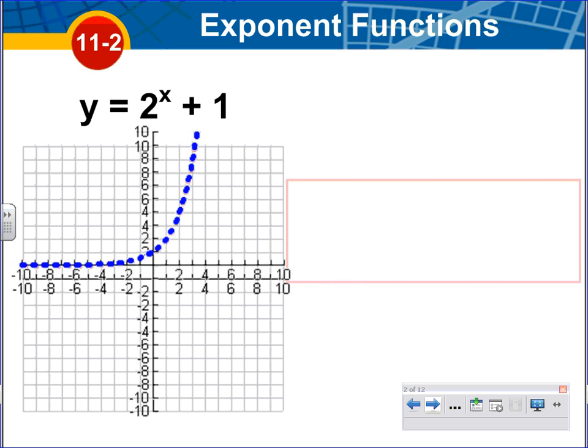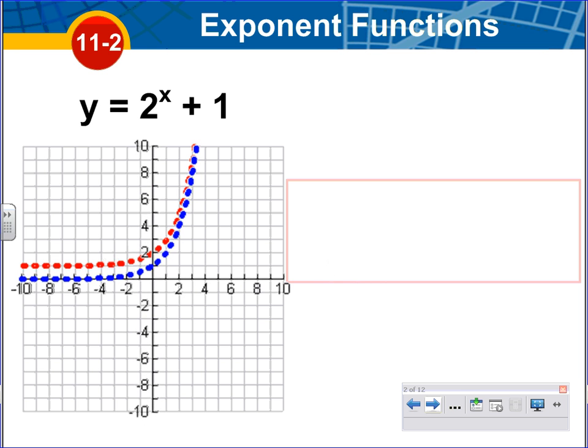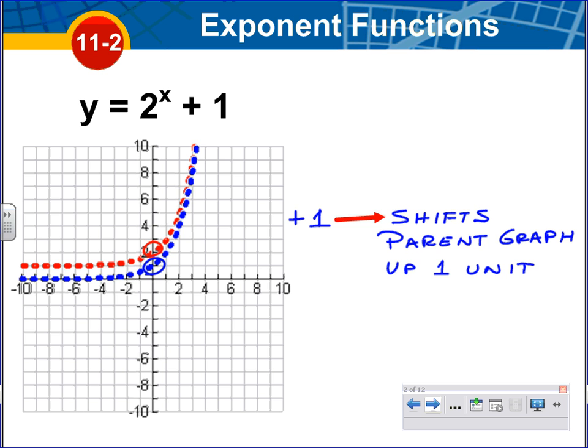So what happens here is, this is my parent graph, my blue graph. If I slide that right on top of that, you can see my y-intercept for my blue graph is still at 1, because anything to the 0 power is 1. And then if I add the 1 onto it, anything to the 0 power is still 1, but if I add 1 to it, then it shifts up to 2. So now my y-intercept is 2. That's exactly what a plus 1 on the end of it is going to do: it's not going to change the graph horizontally at all, but it's going to shift it vertically. So the plus 1 shifts the parent graph up 1 unit.